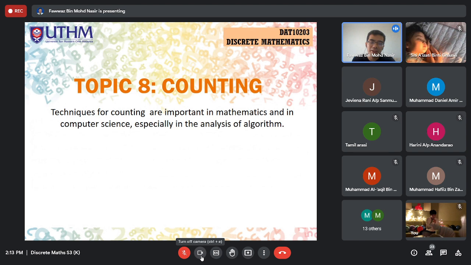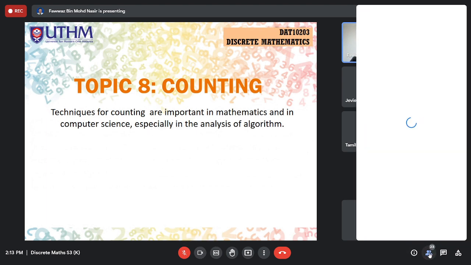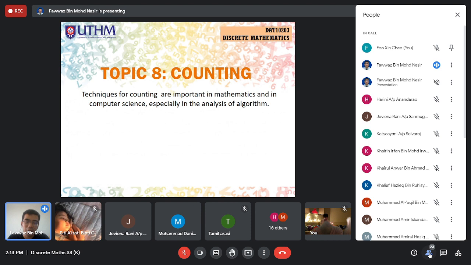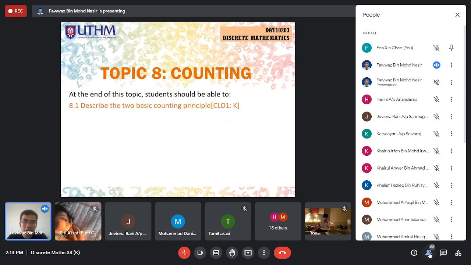Jadi kebiasaannya programmer dia akan cari jalan supaya kita reduce the complexity, supaya performance of that program can be improved, supaya program tak makan terlalu banyak resource, RAM dan sebagainya. Jadi untuk tengok time complexity tu kita kena guna counting theory, okay, di dalam computer science. So counting theory ni memang sangat-sangat related dengan apa yang kita belajar dalam computer science, especially bila kita nak optimize kita punya algorithm. So kita tengok dulu the first part, how to describe the 2 basic counting principles.